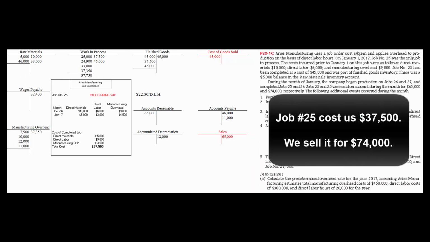Let's sell job number 25 for $74,000. Why don't you pause this video and see if you can do the two journal entries, one to book the sale and one to book the cost of goods sold, selling job number 25 for a total sales price of $74,000.